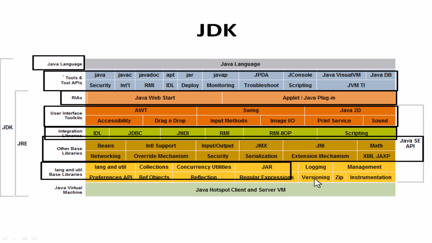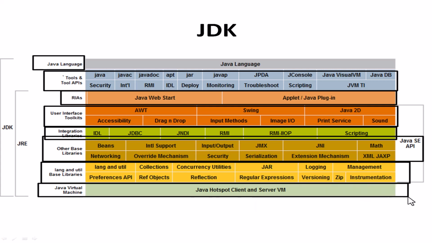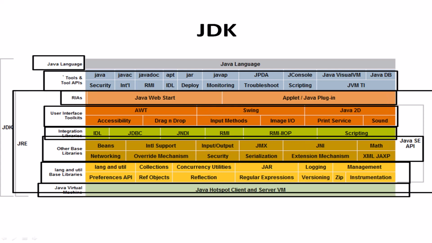Java util based libraries. It contains Java util collections, concurrency utilities, JAR, logging, management, preferences API, reference objects, reflection, regular expression, versioning, zip, instrumentation. Java virtual machine, Java HotSpot client and server virtual machine. Here it is divided into different features like JDK and JRE. Under JDK we have a JRE. JRE has all these particular features, whereas JDK contains all the features.